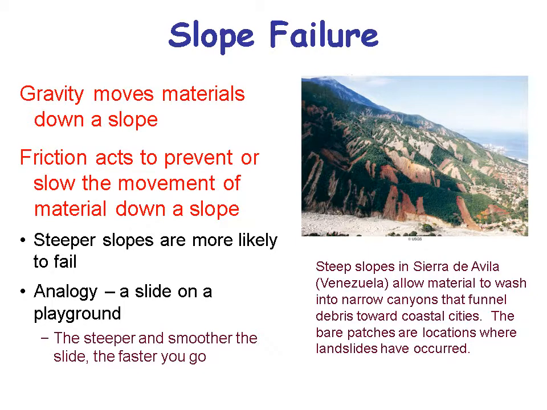Well, gravity is what affects material moving down slope, whereas friction holds material back. So gravity is working to move stuff down, and friction is holding stuff from moving down. An example is a slippery slide on a playground. The steeper and the smoother the slide, the faster you go. So steeper, more gravity; smoother, less friction.